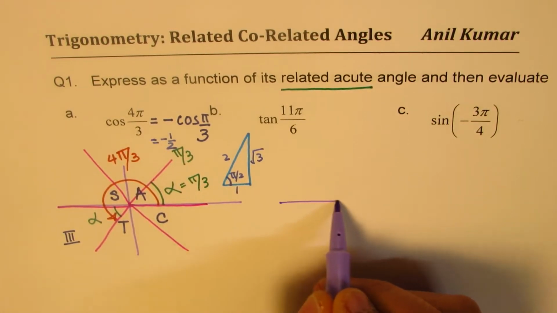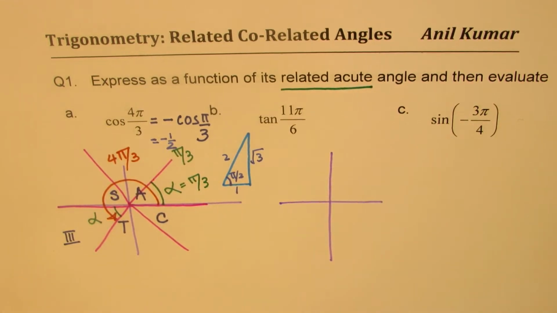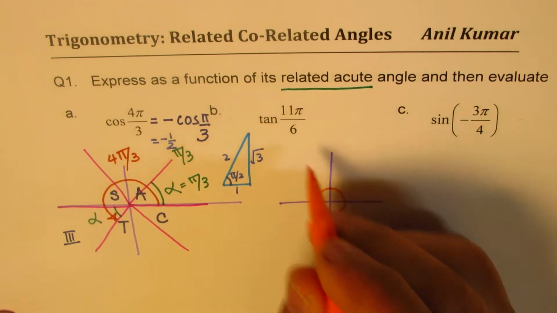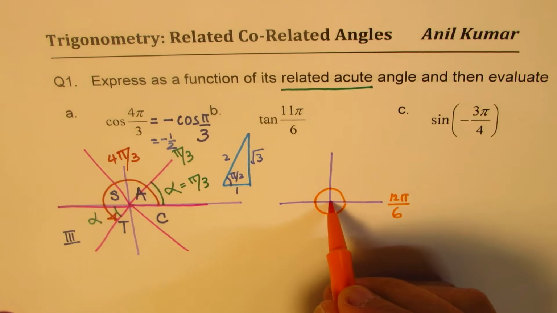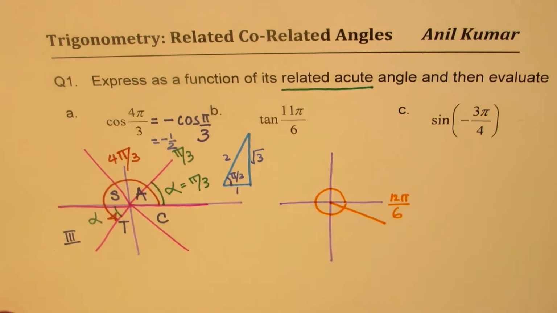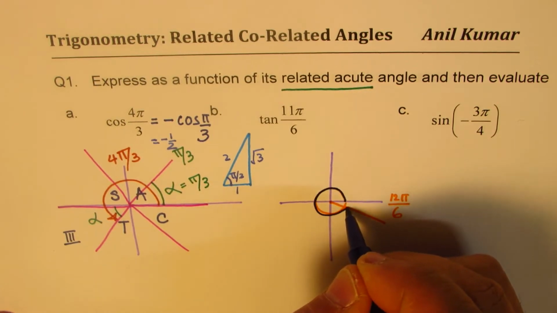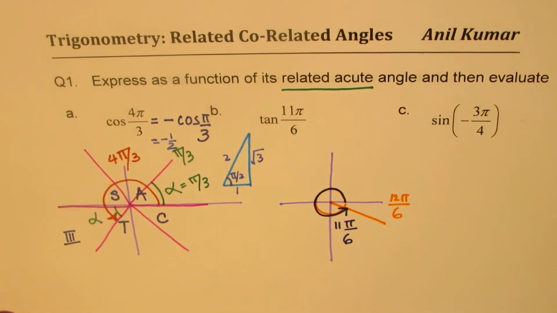I'm sure by the end of this video, you will definitely understand how to work with related and correlated angles. Now again, we are looking into 11 pi by 6. So in all, this has to be divided into pi by 6. So we have 12 pi by 6 to end with, correct? So 11 pi by 6 means we'll be somewhere there. So now we know that going from here to this place is 11 pi by 6, correct?